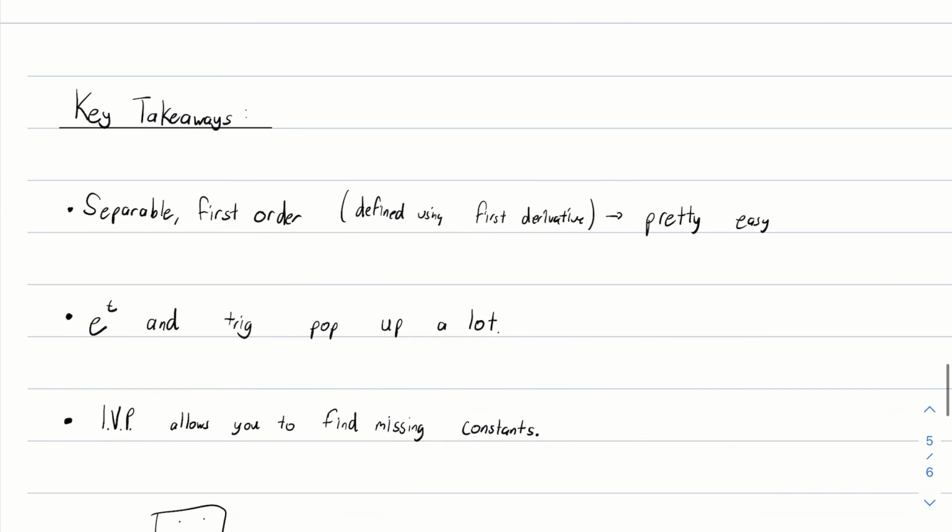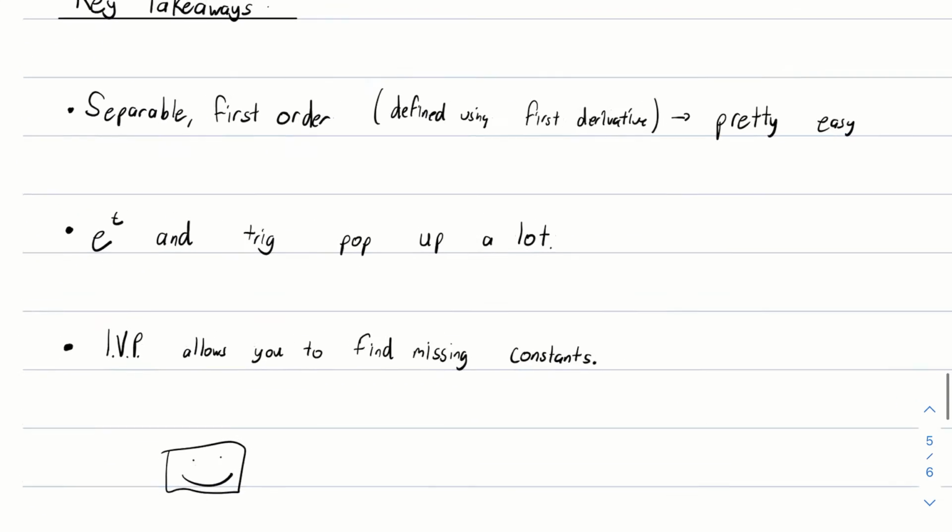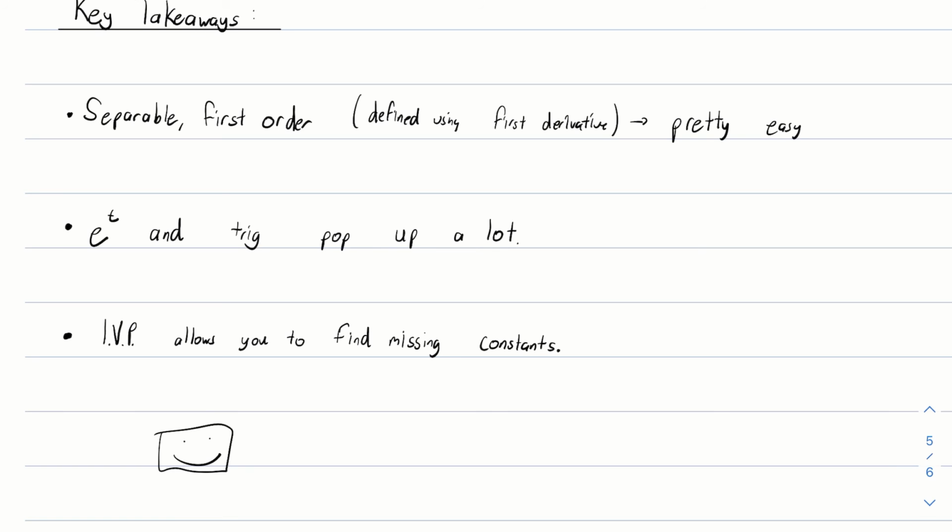And so I got some key takeaways for this lecture. All these equations are separable first order equations, which means they're only defined using the first derivative, except for that sine and cosine one. They're pretty easy. You just try to get the different variables on either side, and then you integrate, and then you do what you need to do to get an explicit y solution. e to the t, or e to the x, and trigonometry pop up quite a lot. There's a lot of natural logging and exponentiation going on, and initial value problems allow you to find the missing constant when you do integration.